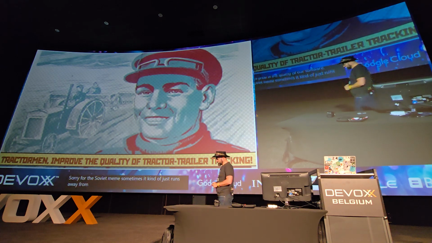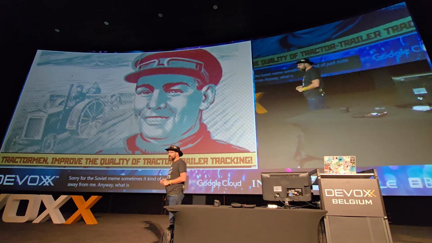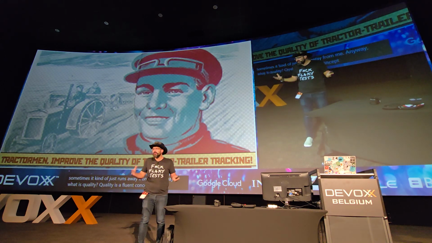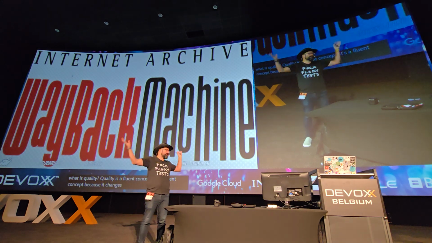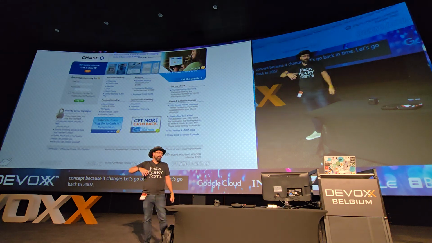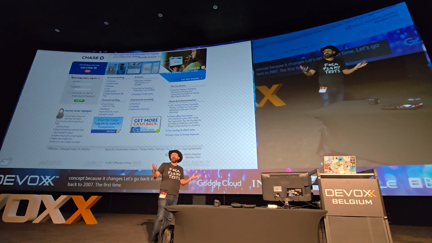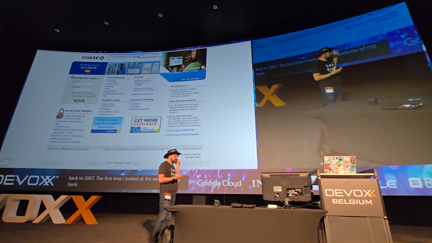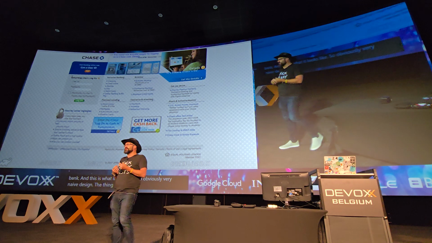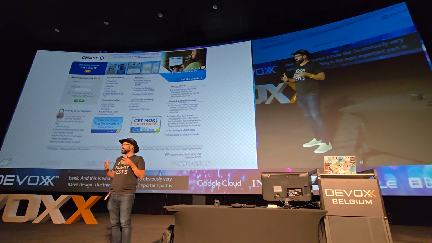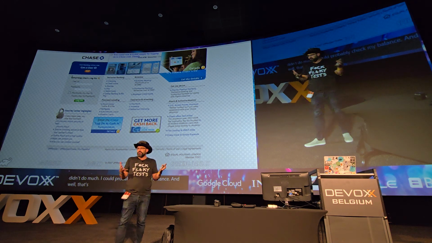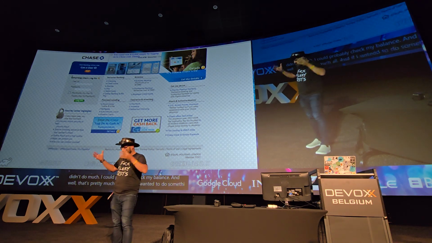So anyway, what is quality? Quality is a fluent concept. It's a fluent concept because it changes. Let's go back in time. Let's go back to 2007, the first time I looked at the website of my bank. And this is what it looks like. So obviously very naive design. The most important part is it didn't do much, right? I could probably check my balance and well, that's pretty much all. And if I wanted to do something meaningful, I just walked to the branch.